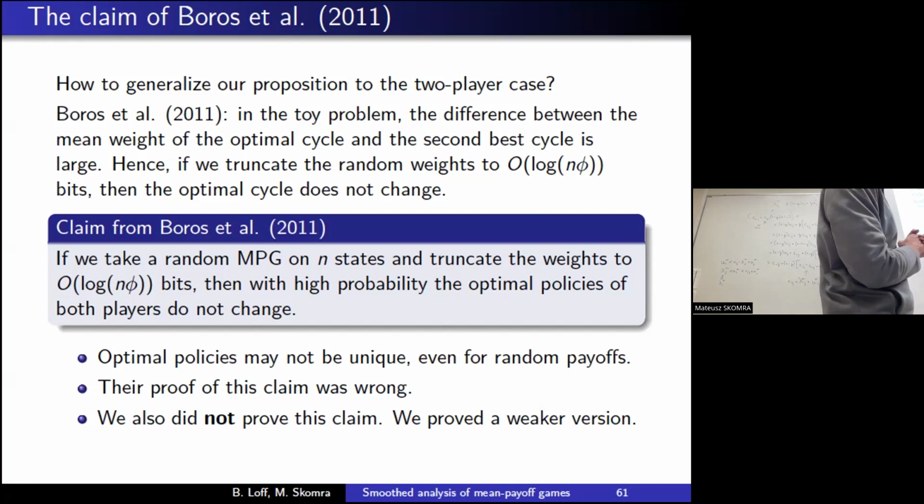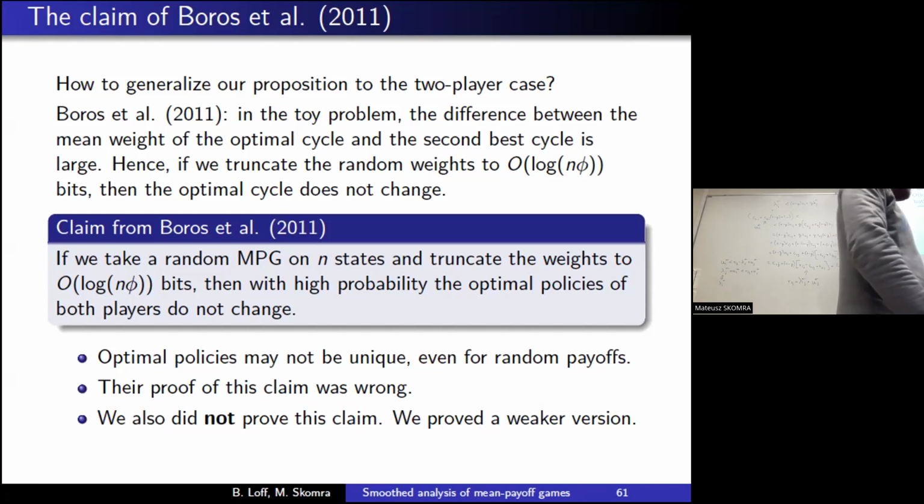However, there is a big problem in this paper: the proof was wrong, and there are many technical issues. For instance, in the previous case we had uniqueness of the optimal cycle, which was clear because the cycles are different in the one-player case. But here, optimal policies may not be unique even if your payoffs are random, because you can always have multiple ways of reaching a cycle.